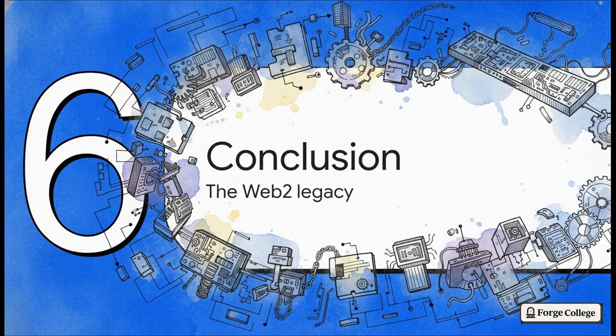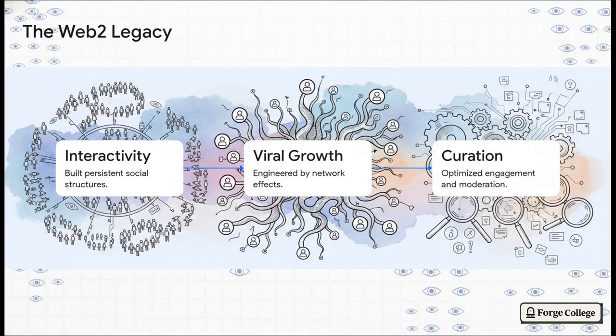And that brings us to our conclusion, the Web 2 legacy. Just to quickly summarize the blueprint we took apart today: interactive capabilities built the persistent town square. Network effects and viral math stuffed that square full of people, and algorithms curated the entire experience, resulting in the incredibly powerful, highly engineered behavior modification machines of Web 2, where your attention is the ultimate commodity.